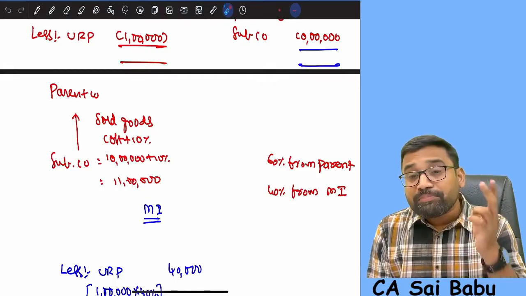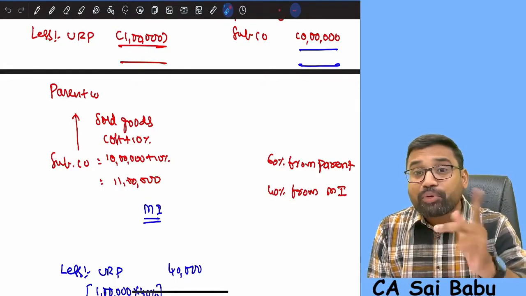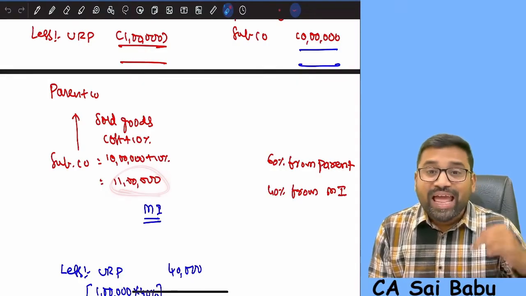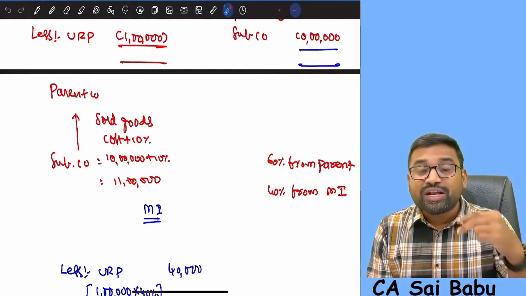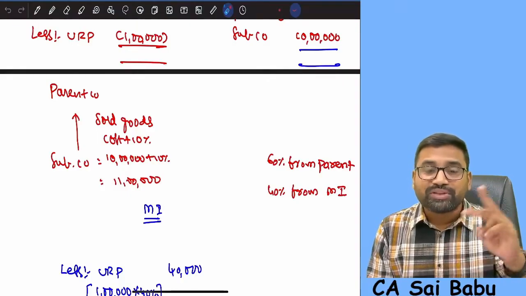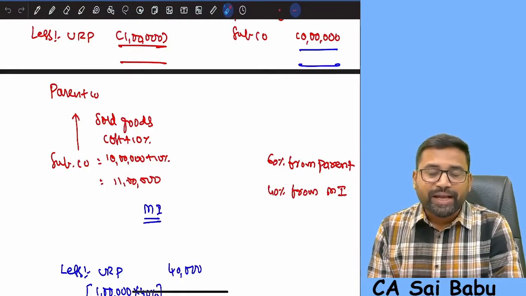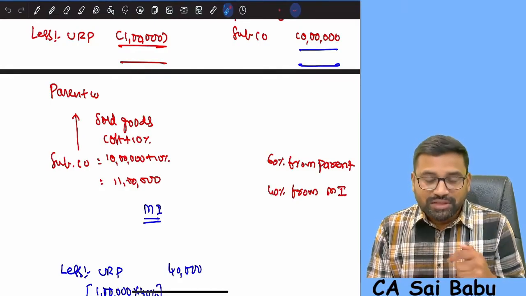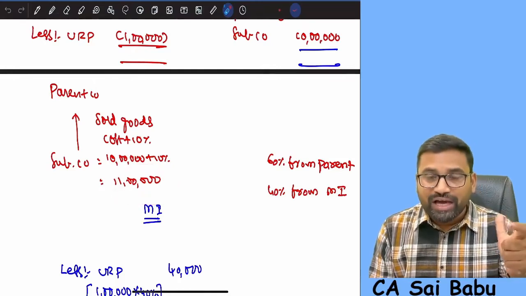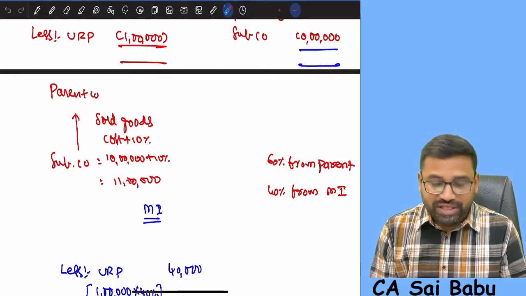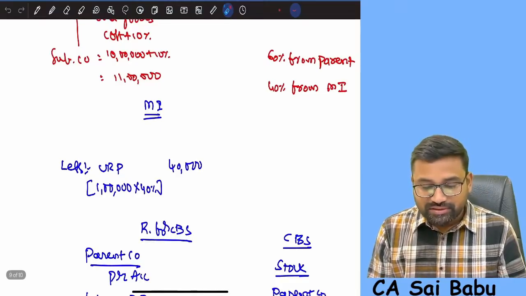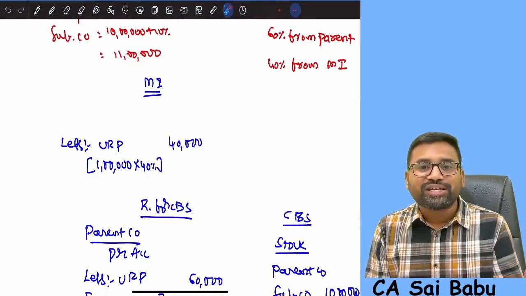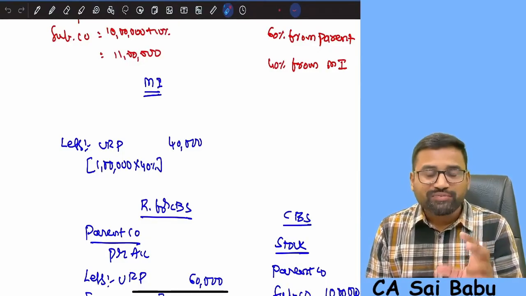Now subsidiary company profits are already analyzed and apportioned between the parent and minority interest. That means including this 1 lakh unrealized profit, which is already analyzed and apportioned between the parent and minority interest. So what you need to do is eliminate. Out of this 1 lakh unrealized profit, what is the parent company share? Suppose parent company share is 60%. 60% you eliminate from the parent company profits, and 40% you eliminate from the minority interest. You understand the logic? Very simple, sir.